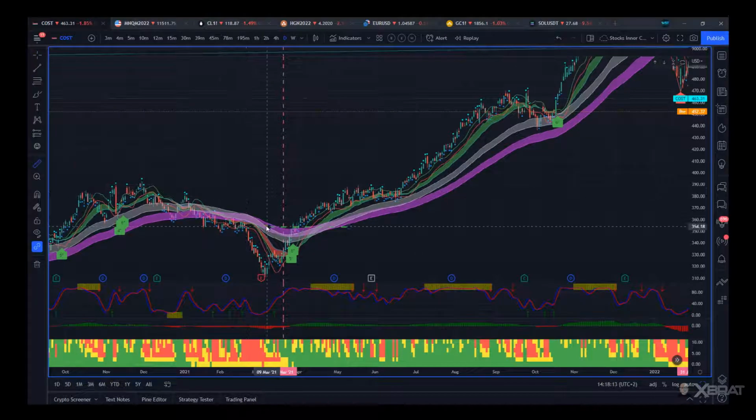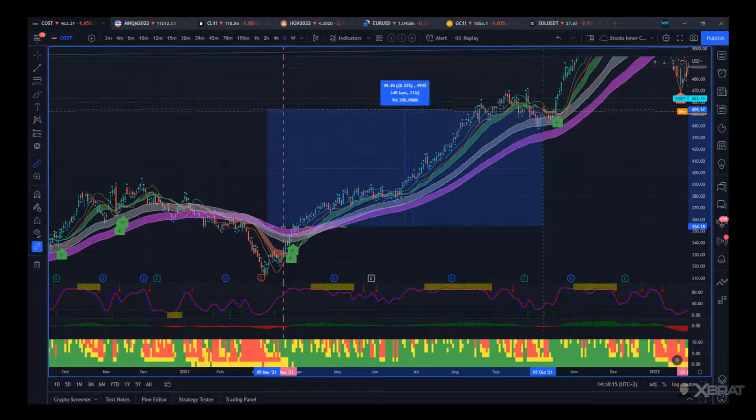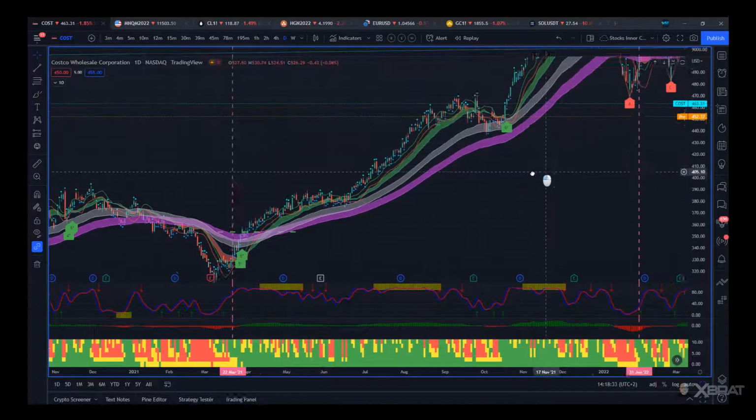So here we are talking a 28% move there. Really, really good. We've gone from $354 to $454. About a $100 move, which is really, really good. Then we're looking for continual trading opportunities.